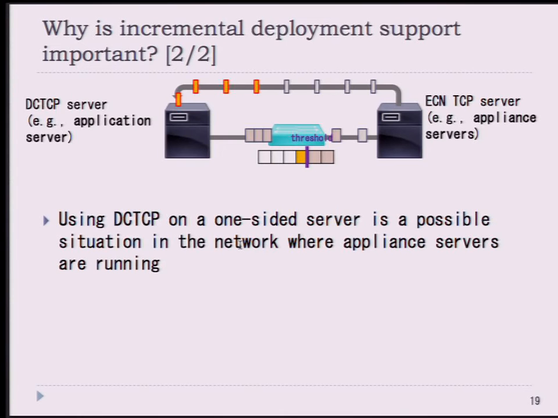On the other hand, if you run appliance services, they have a limited kernel version for driver support or something like that. So in that case, they cannot use DCTCP for a while. So in this situation, one server can use DCTCP, but the other cannot use DCTCP.